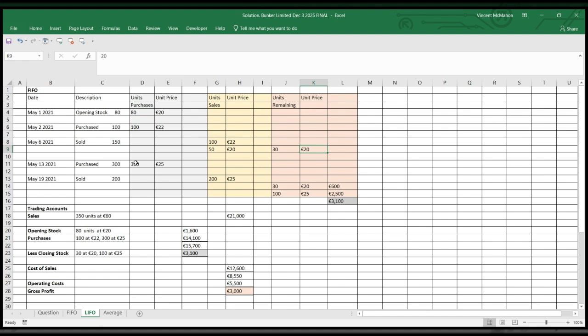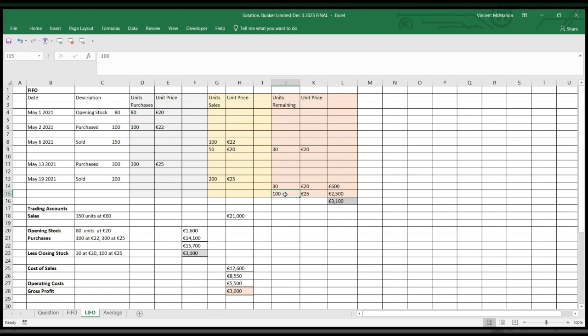We push on. We bought 300 at 25. Then we sold 200. Again, we sell the new stuff first. Last in, first out. 200 of the 300 at 25 is now gone. Which means what do we have left? We still have the old stuff, 30 at 20. And then of the 300 that we bought at 25, we sold 200, which means we've 100 left.